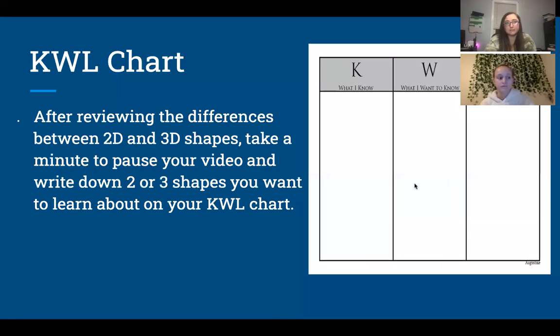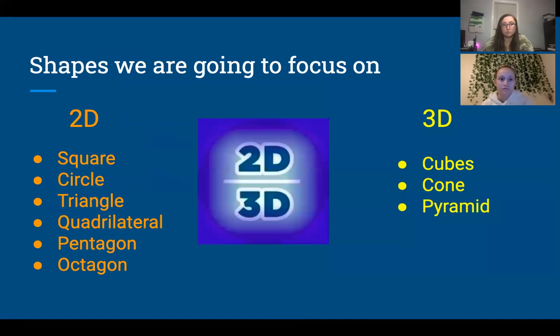So after reviewing the differences between 2D and 3D shapes on the last slide, take a minute to pause your video once again and write down 2 or 3 shapes you want to learn about on your KWL chart. And then we will continue. Some 2D shapes we'll focus on are squares, circles, triangles, quadrilaterals, pentagons, and octagons. Some 3D shapes we're going to focus on are cubes, cones, and pyramids.